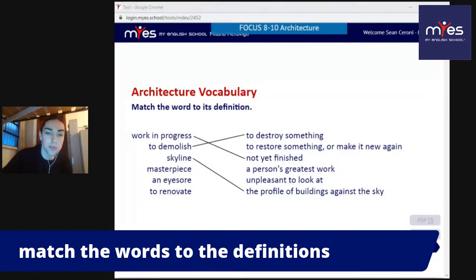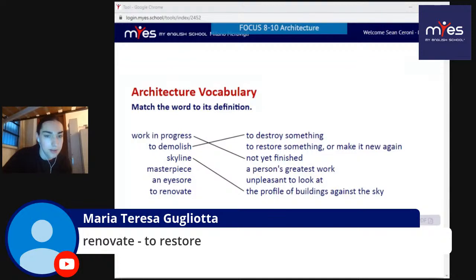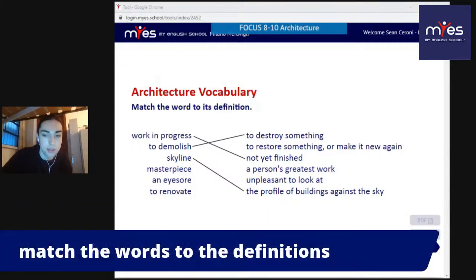So a masterpiece. So you're going for renovate, to restore. Absolutely. Before that, a masterpiece, a person's greatest work. Eyesore, unpleasant to look at, and renovate, to restore something to make it new again. So I like masterpiece and eyesore.